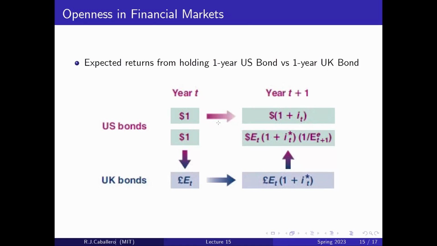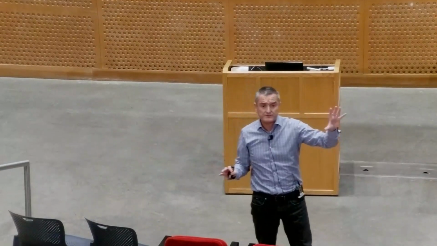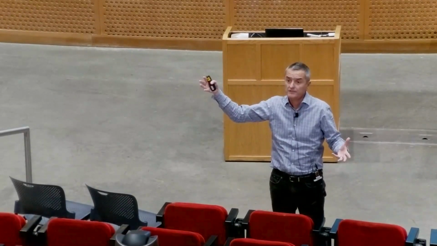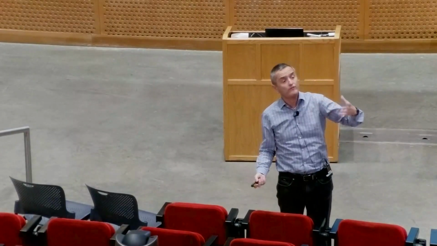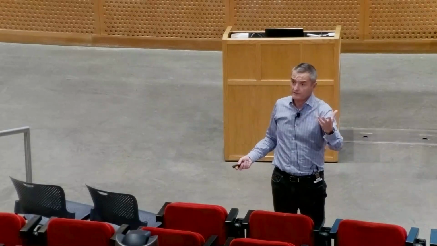So for example, in my example here, when I said suppose i is 5%, and i star, the interest rate in the UK bond, is 10%, is it obvious that I should invest in the UK bond? And the answer is no, not so fast, because I know I'm going to make 5% more in terms of the return of the bond, but then when I convert it back to dollars, I may lose all that gain because the pound has depreciated vis-a-vis the dollar. In particular, if I expect the pound to depreciate relative to the dollar, or if I expect the dollar to appreciate relative to the pound by 5%, then I'm indifferent.